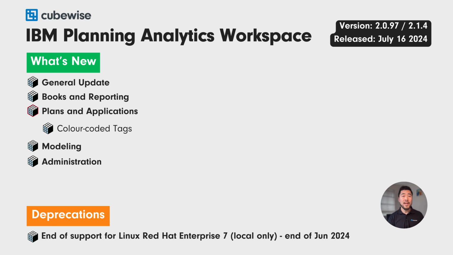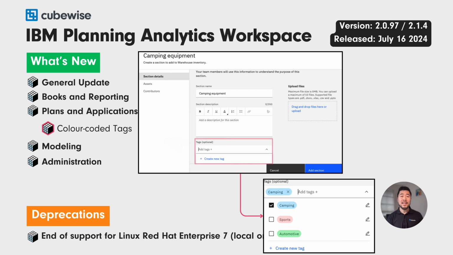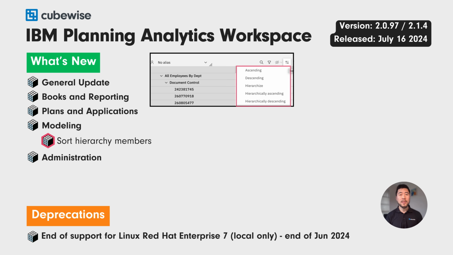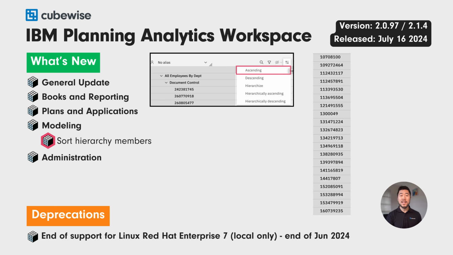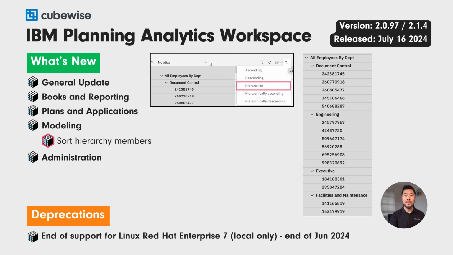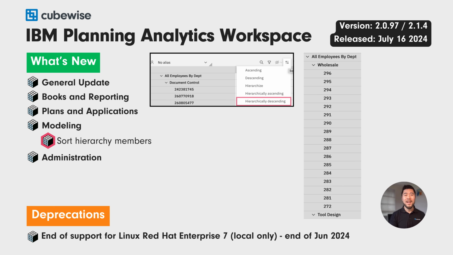Let's look at what's new in Plans and Application. Tags that help identify sections and tasks on the overview page can now be color-coded, making them even more easily identifiable. Next is modeling. In the dimension editor, there are new ways to sort hierarchy members. What's available are sorting members in ascending order, sorting members in descending order, organizing the members of a specified set into hierarchical order, sorting members within a hierarchy in ascending order, and sorting members within a hierarchy in descending order.